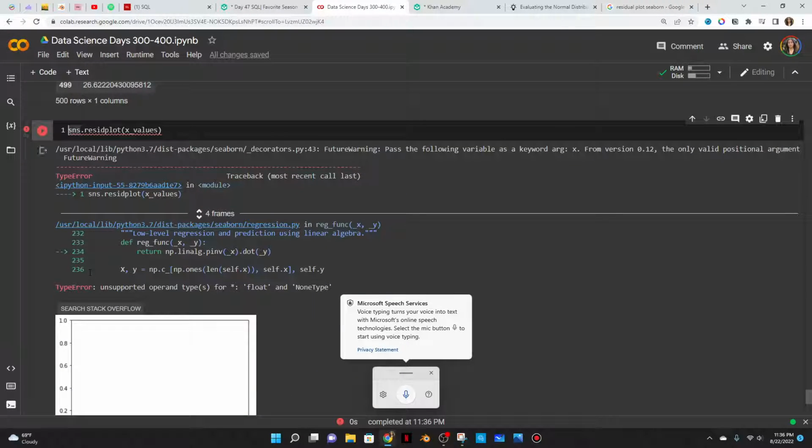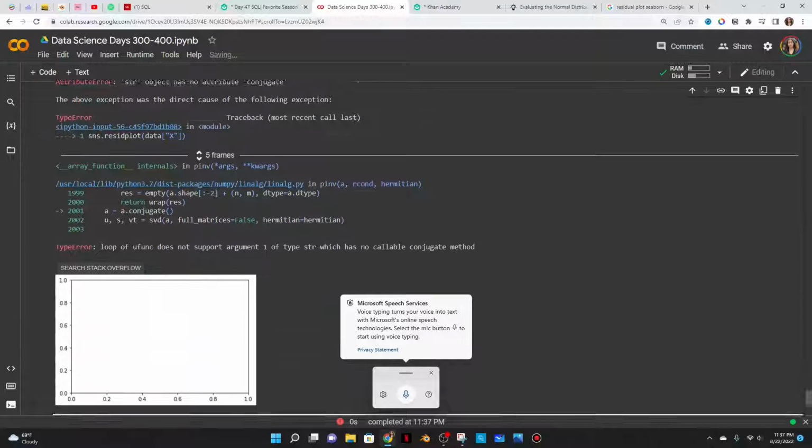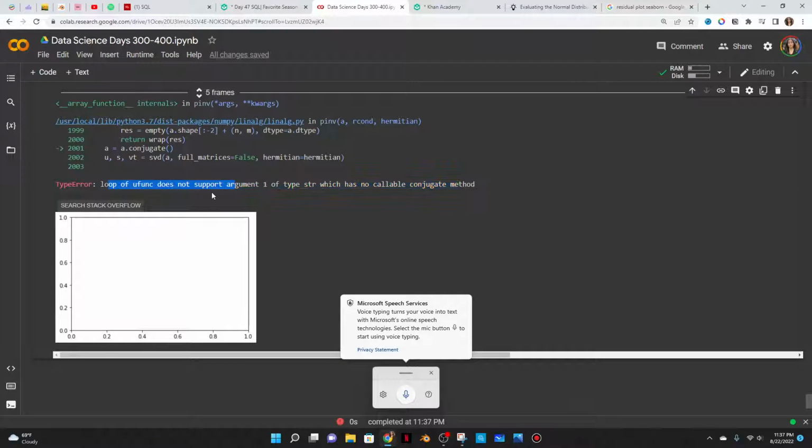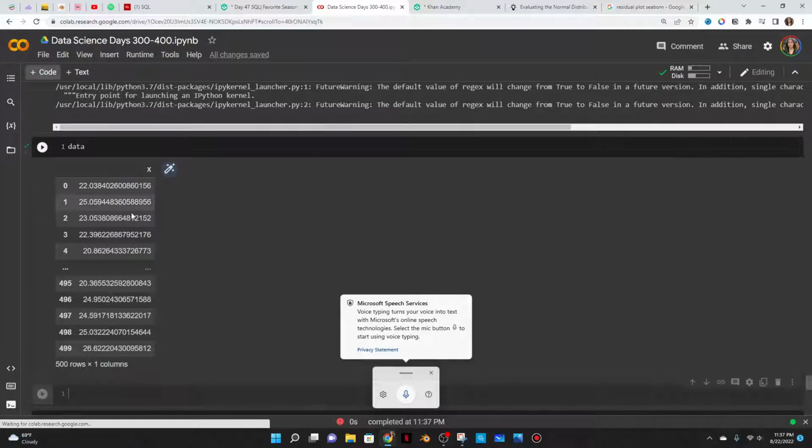But then, why can't I plot it here? Unsupported operand types for float and NoneType. Are you serious? But I could do a hist plot, can I not? Hist plot and then data. Oh, wait, what did I have before? Oh, that's why. Okay, let me do data x. Run that. Loop of ufunc does not support. Okay, because I forgot to do astype again.